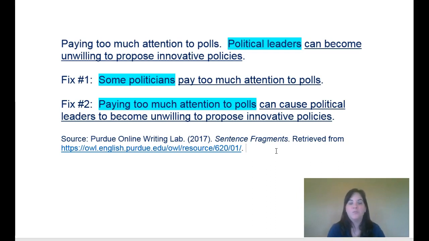Hopefully this practice has helped you feel more comfortable with identifying and fixing fragments. It's really important as you're writing for college and for work to always follow the writing process, and when you get to the editing stage, to look for sentence fragments and fix them. This helps your work look more polished and helps make you look more professional.